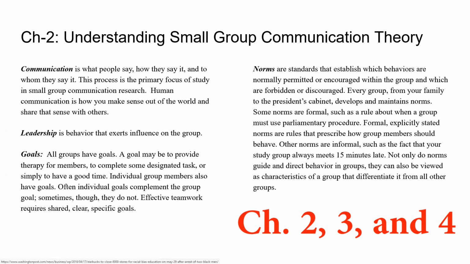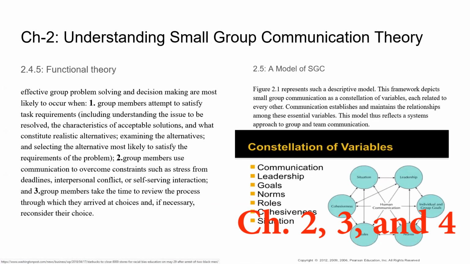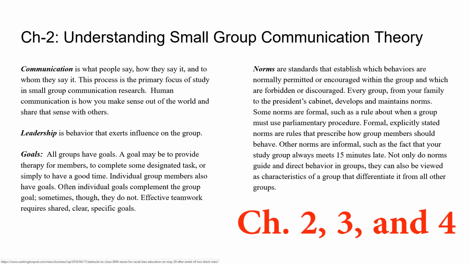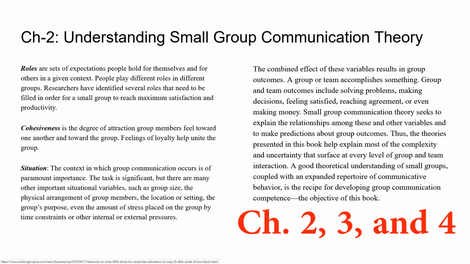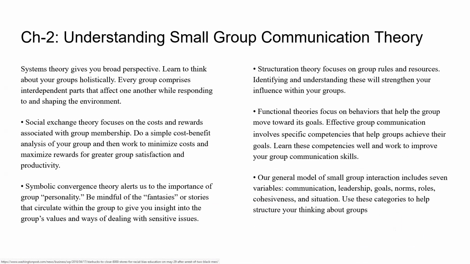And we were wrapping up the constellation of variables, is what we were talking about here, right? So communication, leadership, goals, norms, roles, cohesiveness, and situation, and how all these things interrelate, and communication connects them all. The six variables using the channels of communication. All right, so I'm going to continue with the systems theory.